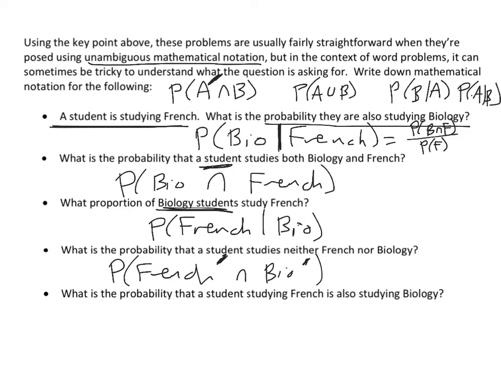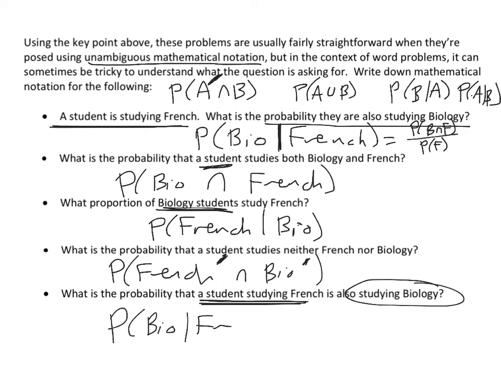And then the last one, what is the probability that a student studying French is also studying biology? Does this problem have a condition? It does. It says, what is the probability that a student studying French, this is our condition, is also studying biology? So this would be the probability of studying biology given that they are studying French.